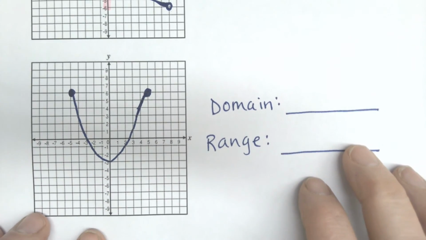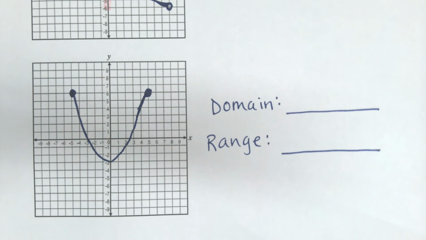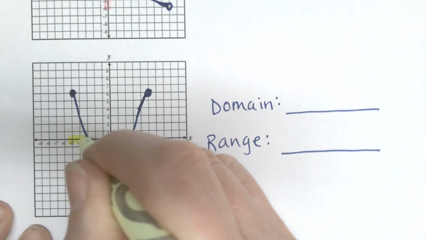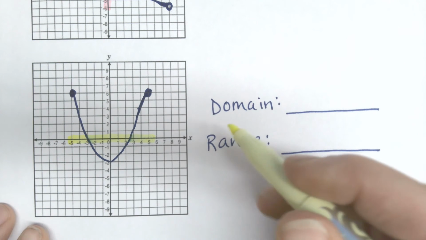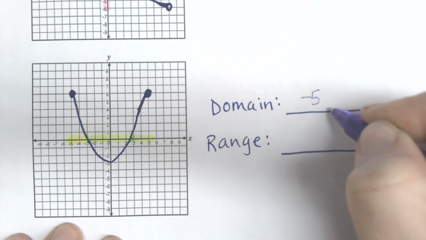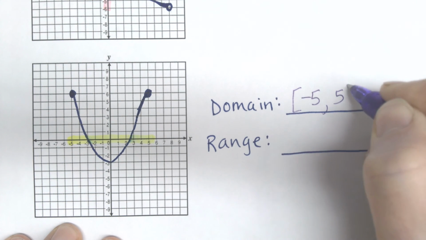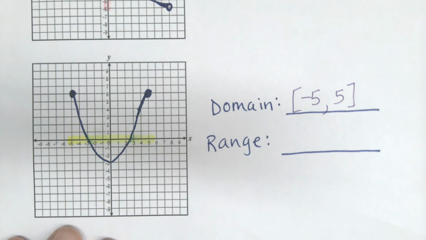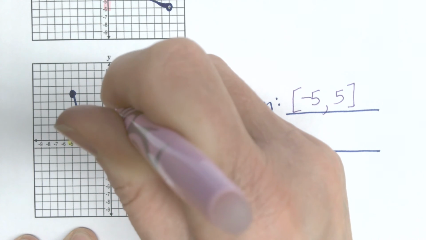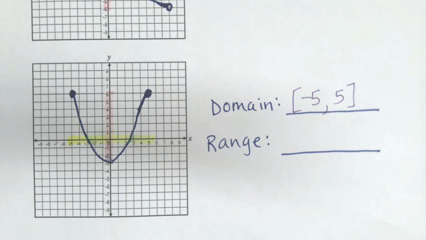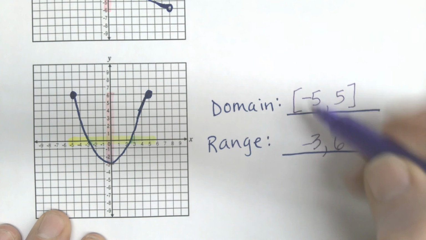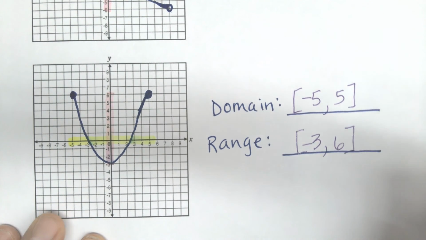So one last one. I'm going to again take my yellow, so I'm going to eyeball this. On the x-axis, the width goes from -5 to 5. So I'll put that in as my domain from -5 to 5. It's a colored in circle at both, so it includes. And then the lowest point is down here at -3, -3 to 6. So I say -3 to 6 for the height, and it includes both ends of that as well.